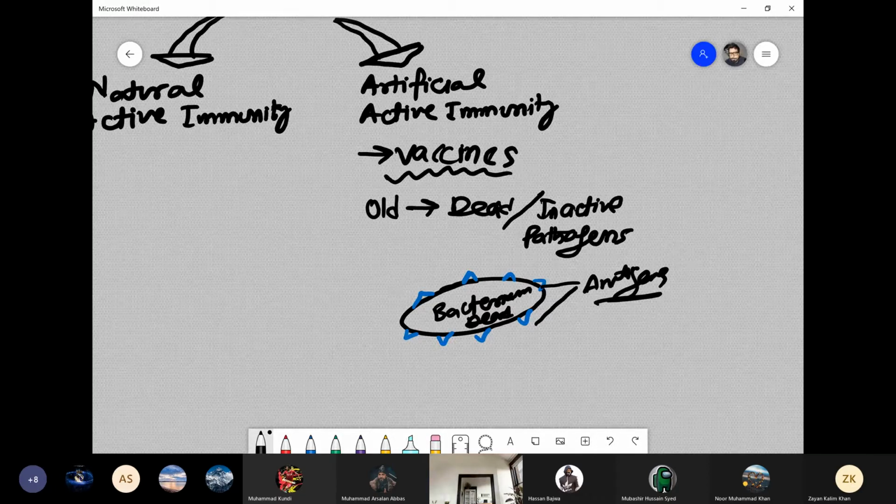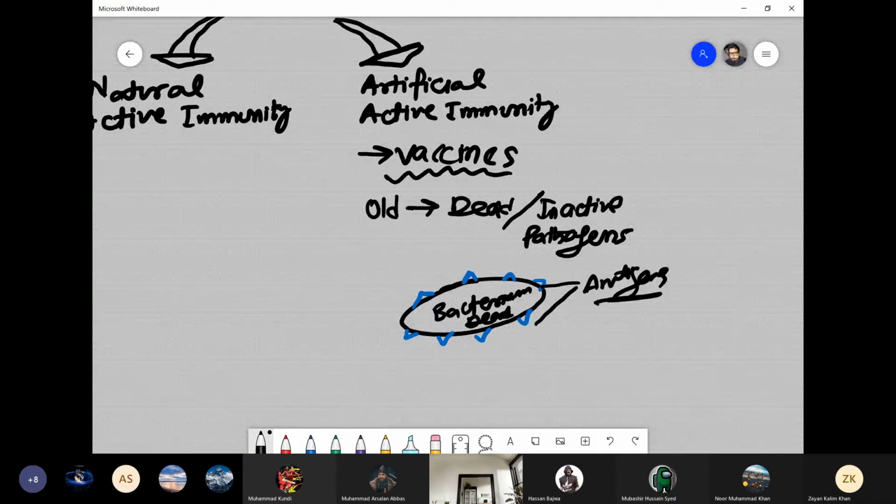My own body's white blood cells made the antibodies. They reacted against the antigens. But we stimulated the immune system artificially by adding dead pathogens inside the body. So that is why it is called artificial active immunity. Did you guys understand this concept? Yes, sir. Right? Interesting or not? Interesting.